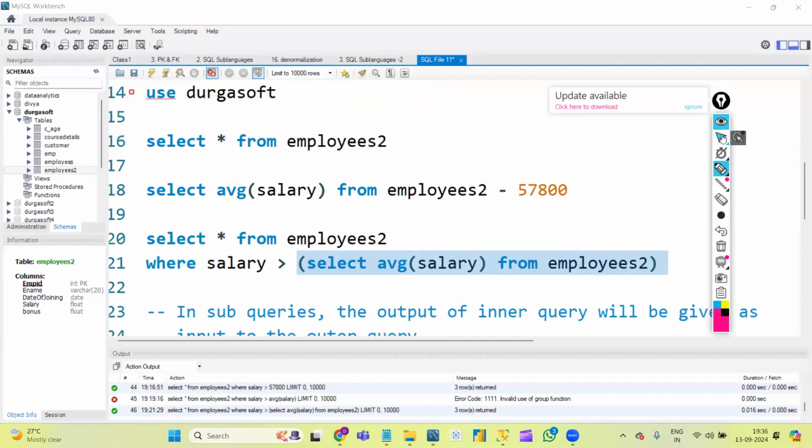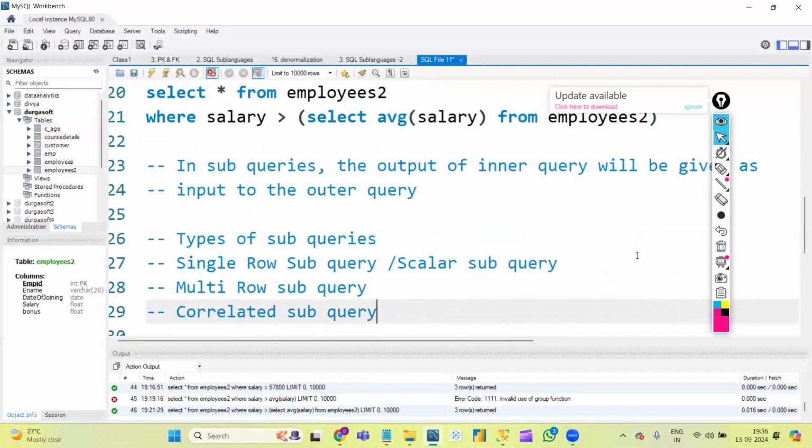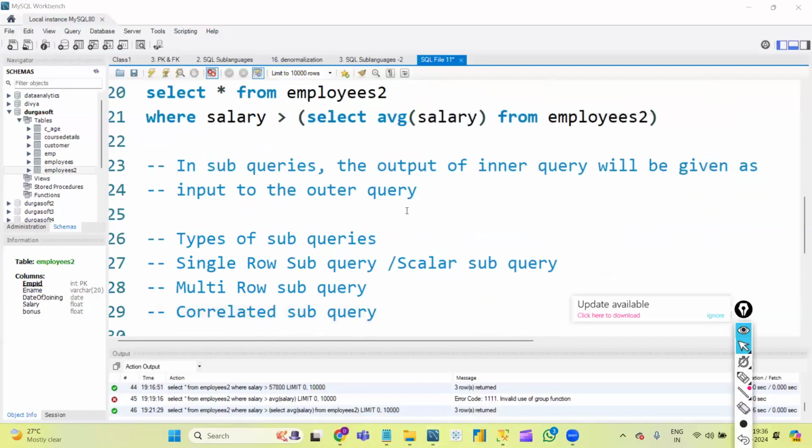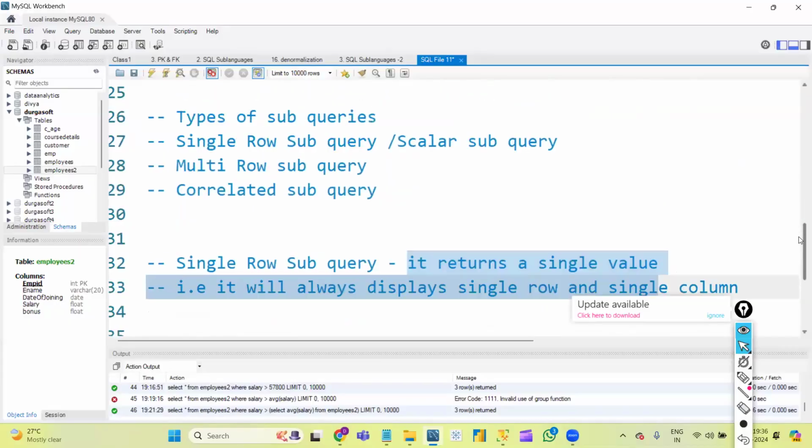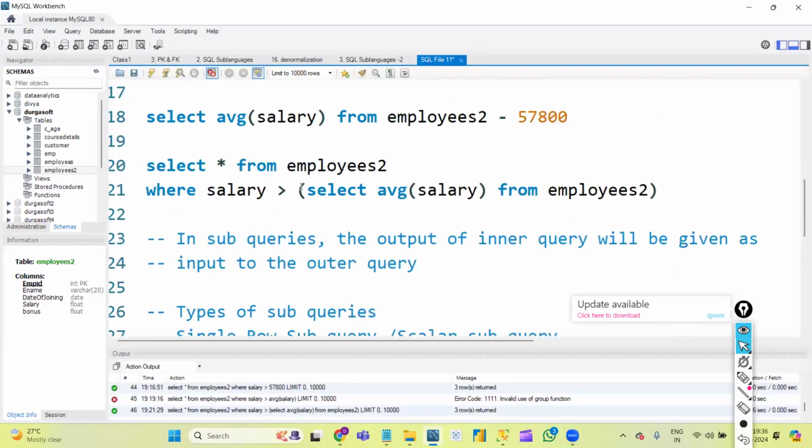Yes, ma'am. Single output means a single row, a single value. In that case, it will be min max salary equals to. Let me tell you, now I'm talking about the single row subquery. I said it returns a single value. This is from the previous example.